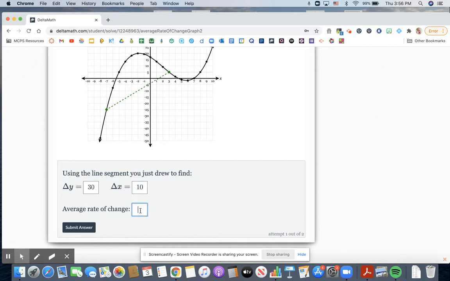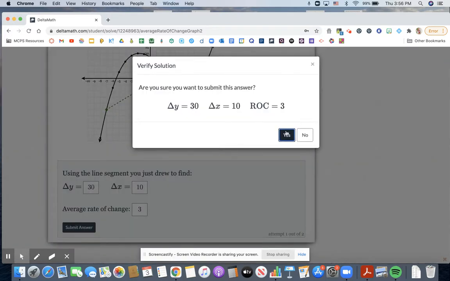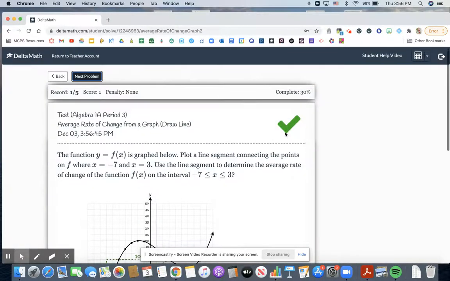Now to find my average rate of change, I just need to divide the change in y by the change in x. So 30 divided by 10. And if you need a calculator, you can use it. But I know that's going to give me an average rate of change of 3. And looks like I'm right.